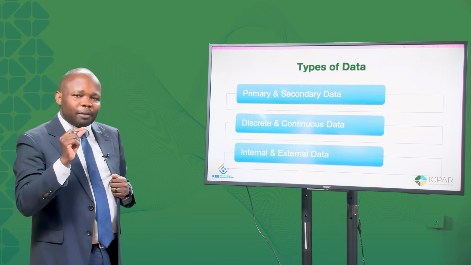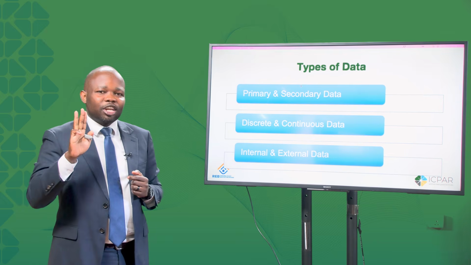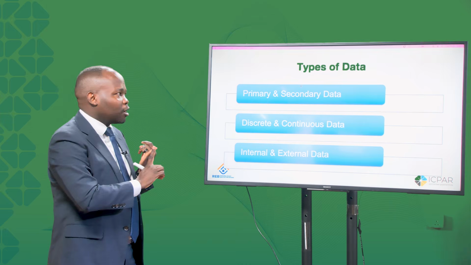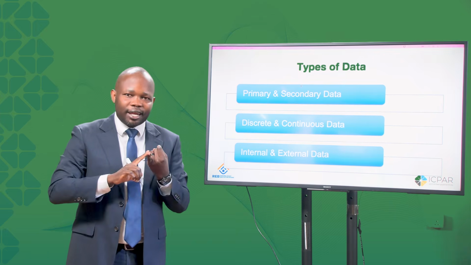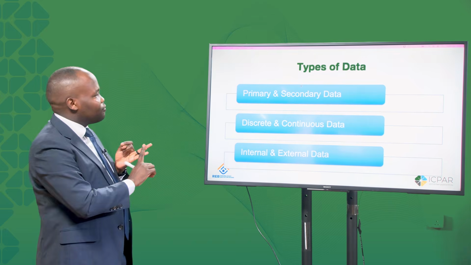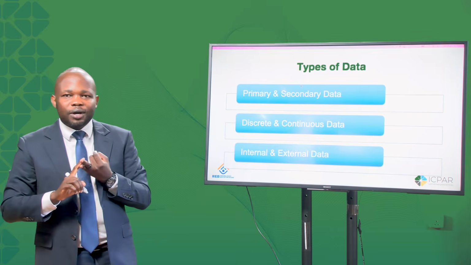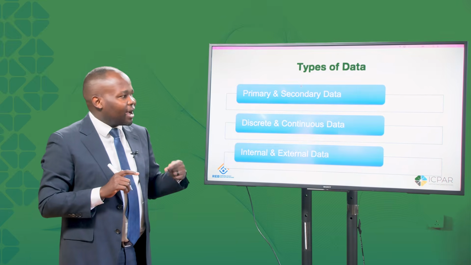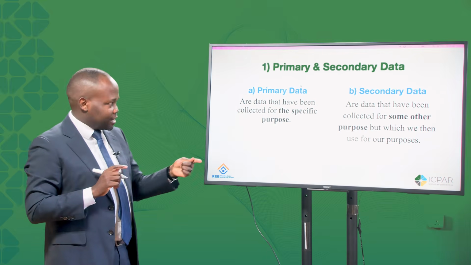When we look at types of data, there are 3 major types of data. Number 1, we have what we call primary and secondary data. Number 2, we have what we call discrete and continuous data. And number 3, we have what we call internal and external data.